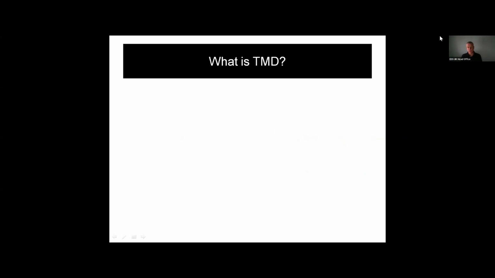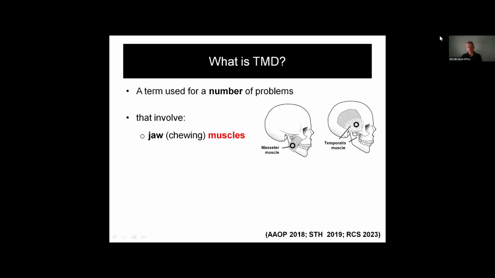So starting with what is TMD? I'm going to use a simple definition, which is it's a term used for a number of problems that involve the jaw chewing muscles, particularly the big closing muscles, masseter and temporalis, and also the jaw joint, otherwise known as the temporomandibular joint, or TMJ.